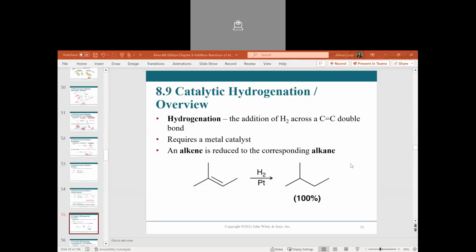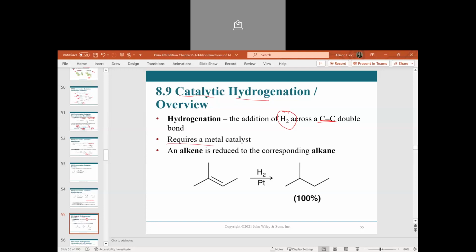So the next type of addition reaction that we'll take a look at is in section 8.9, and it is called catalytic hydrogenation. So now we're going to be adding H2. So H and H, no water this time around. So it's not a hydration, but a hydrogenation. So across the double bond, we're going to add 2 hydrogens.